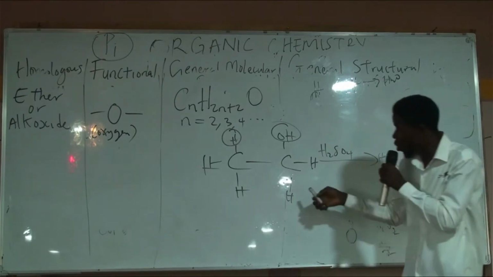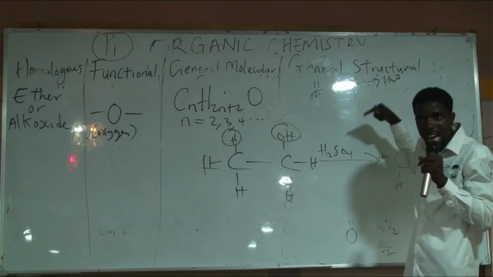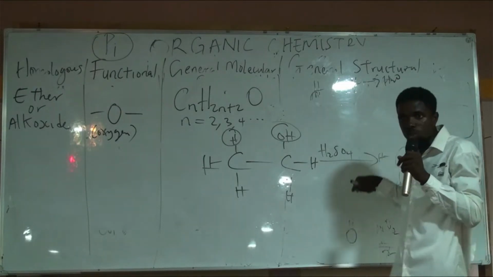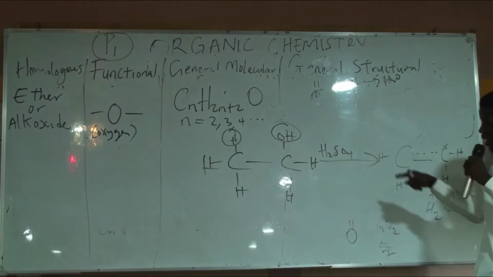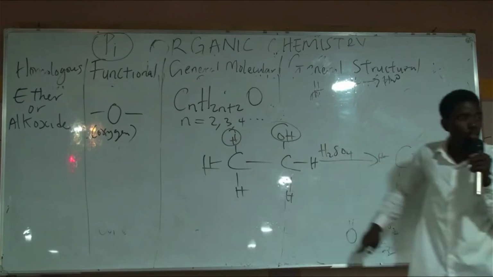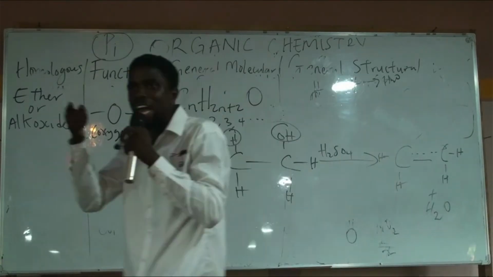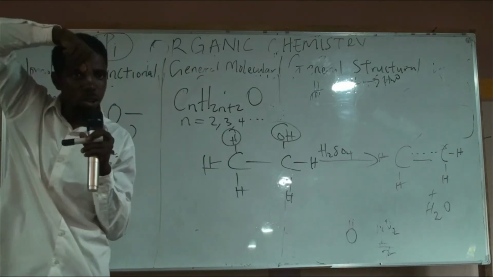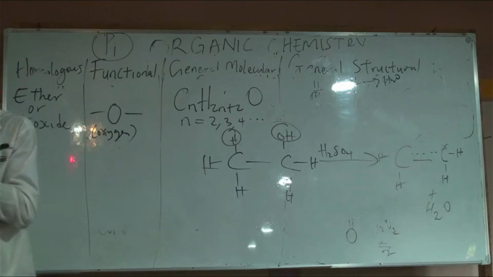But for this to occur, you have to use excess sulfuric acid. Excess sulfuric acid reacting with alkanol will give corresponding alkene. Excess sulfuric acid reacting with alkanol will give corresponding what? Alkene. But when you see a question and they tell you excess alkanol reacts with sulfuric acid to give what now? Ether. That's all I'm trying to say.